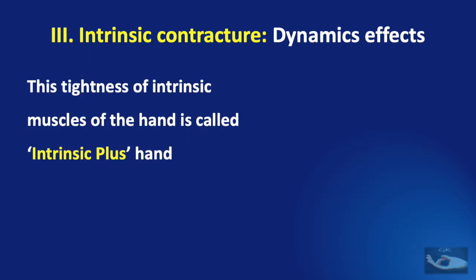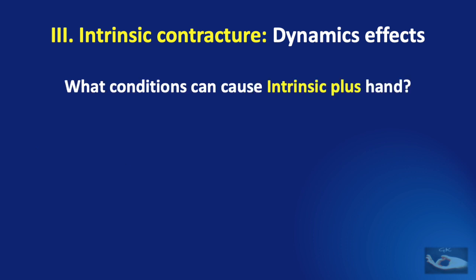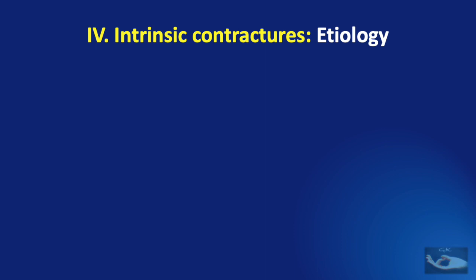So we have seen what is the intrinsic tightness and what is an intrinsic contracture. Both these constitute what is known as the intrinsic plus hand. So what conditions can cause intrinsic plus hand? That brings us to the etiology of intrinsic contractures.